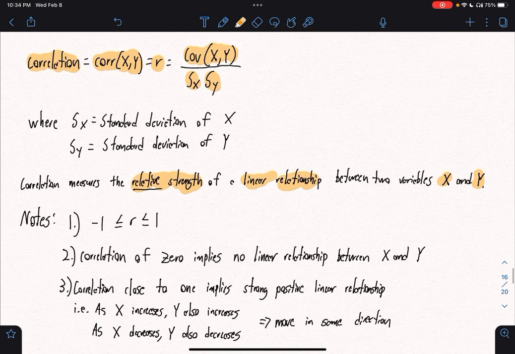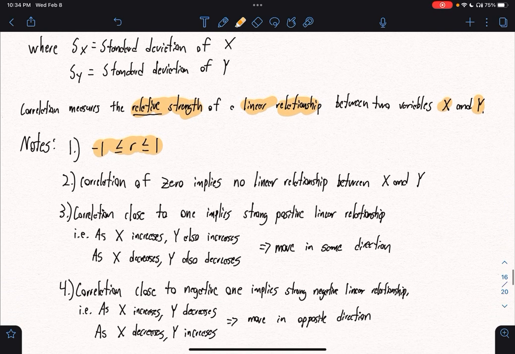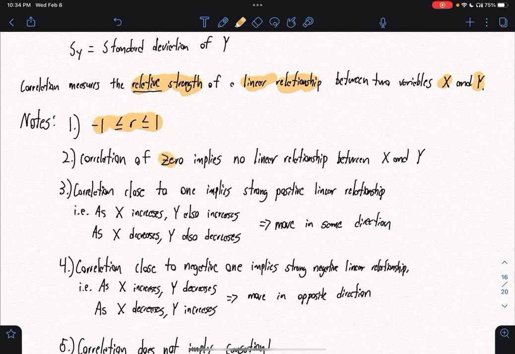Correlation can only take on values between -1 and +1. A correlation of 0 implies no linear relationship between X and Y. What that means is that regardless of whether X is increasing or decreasing, that doesn't seem to be correlating with how Y moves, whether that's increasing or decreasing.